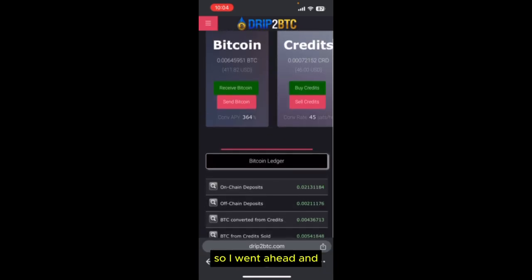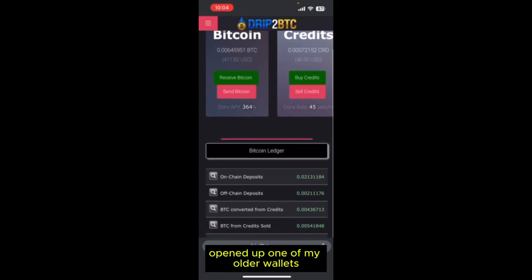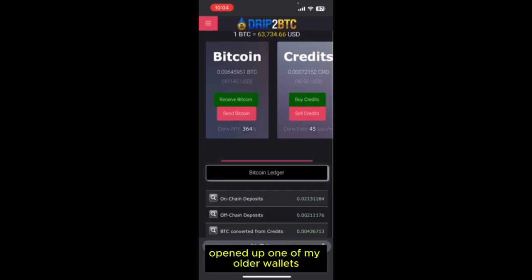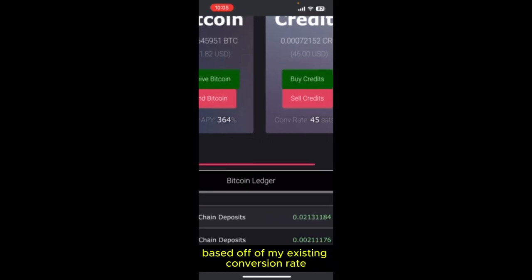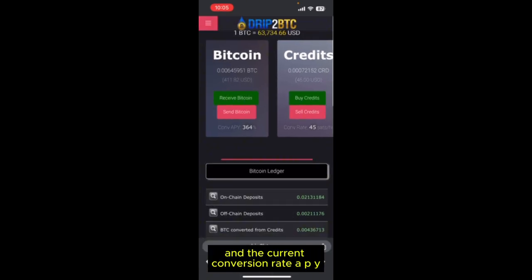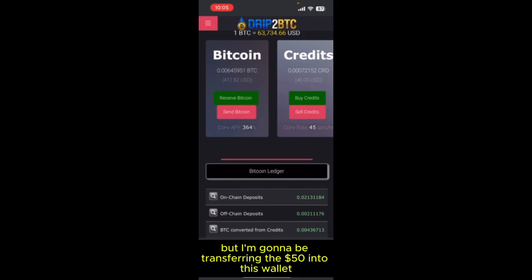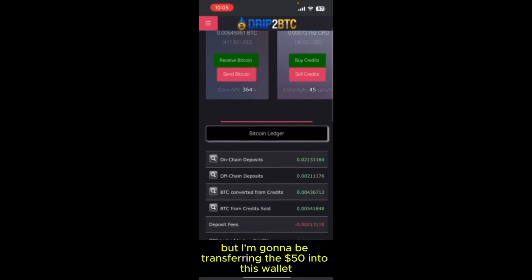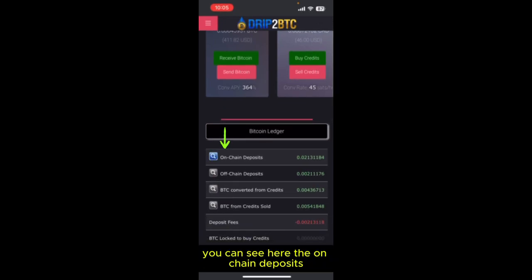So I went ahead and opened up one of my older wallets that I was earning yield on, because it's easier for you to see the power of these yield generating wallets based off of my existing conversion rate and the current conversion rate APY. In the previous videos I showed you how to just get started, but I'm going to be transferring the $50 into this wallet. And just real quick, you can see here the on-chain deposits.